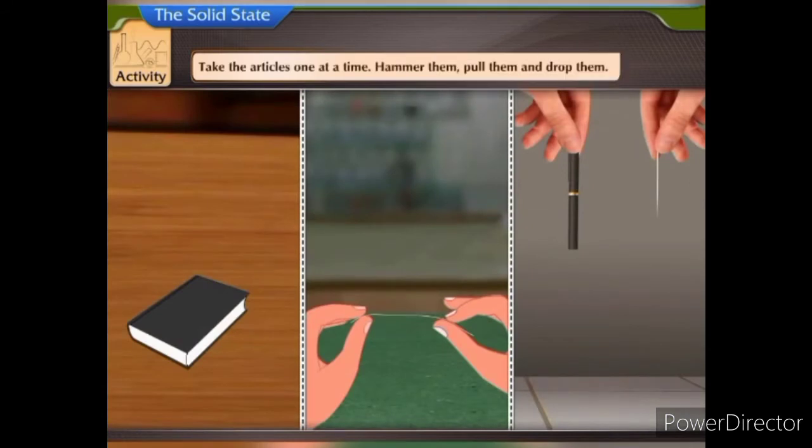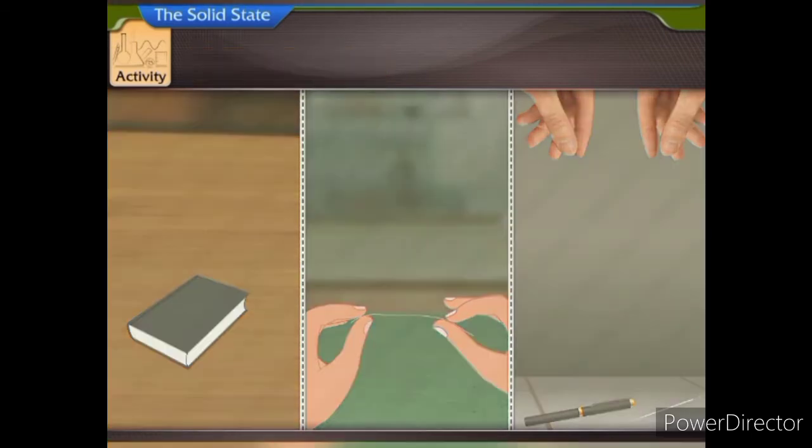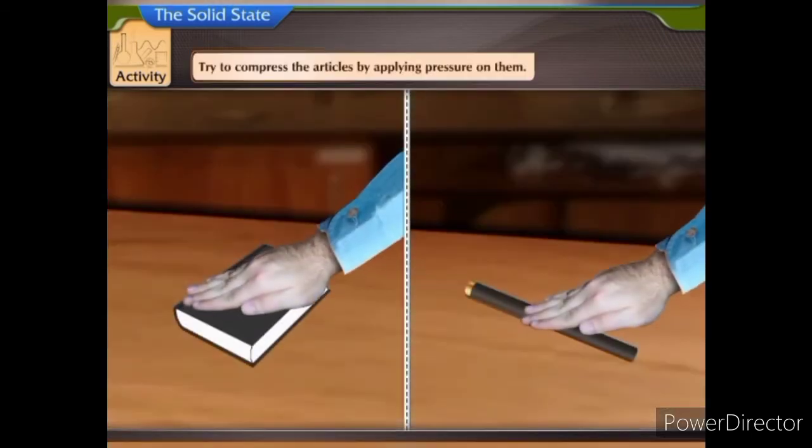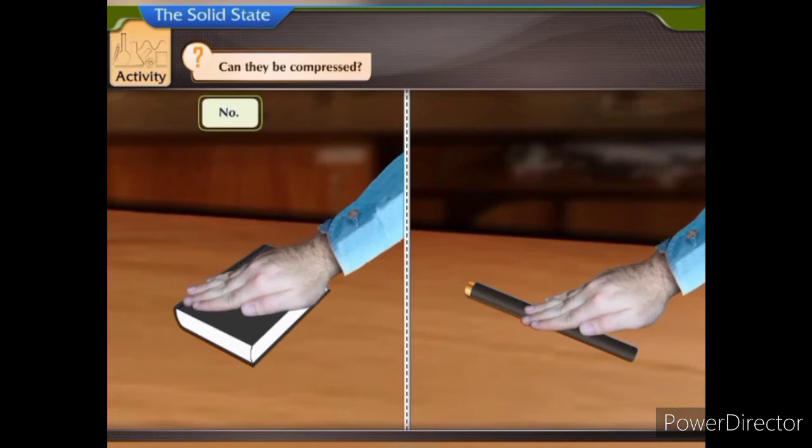Take the articles one at a time. Hammer them, pull them, and drop them. They remain unaffected. Try to compress them by applying pressure on them. Can they be compressed? No. All these are examples of solids.